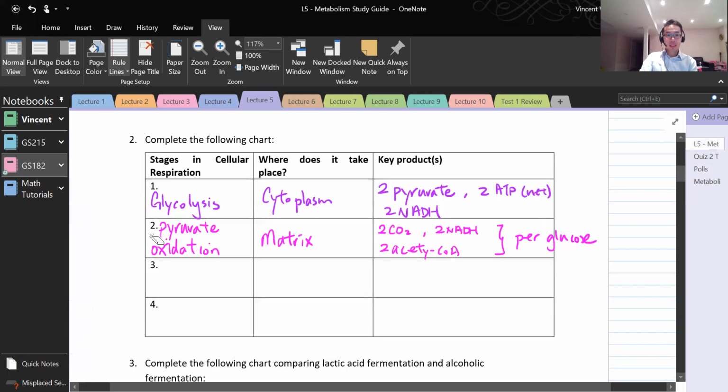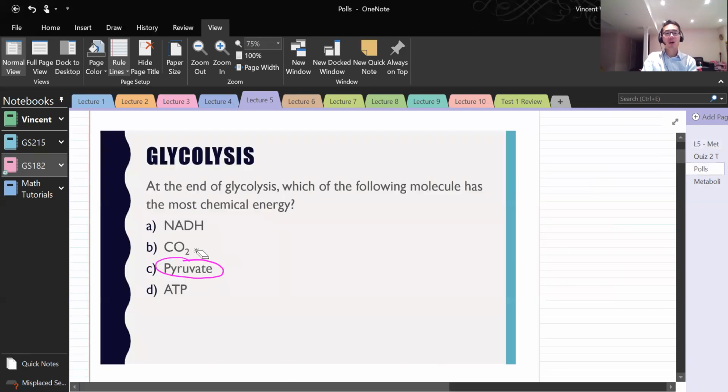The pyruvate, when it goes on to do the second step, can produce an additional 2 NADH. So just up to this point, and we haven't even talked about what happens in step 3, we already squeeze out more energy from pyruvate than we would have got from 1 NADH. So you can see at the end of glycolysis, the pyruvate still has the most chemical energy.